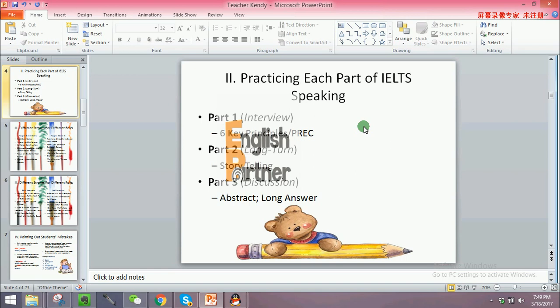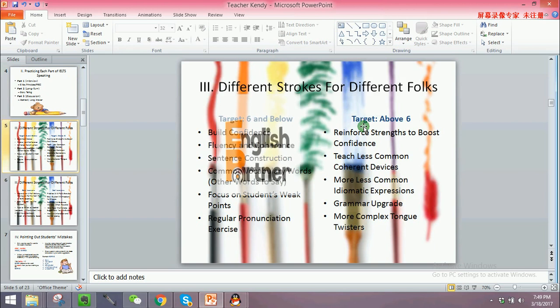All right. And this is different strokes for different folks. For students whose target is 6 or below 6, what I start with is building their confidence or their self-confidence.